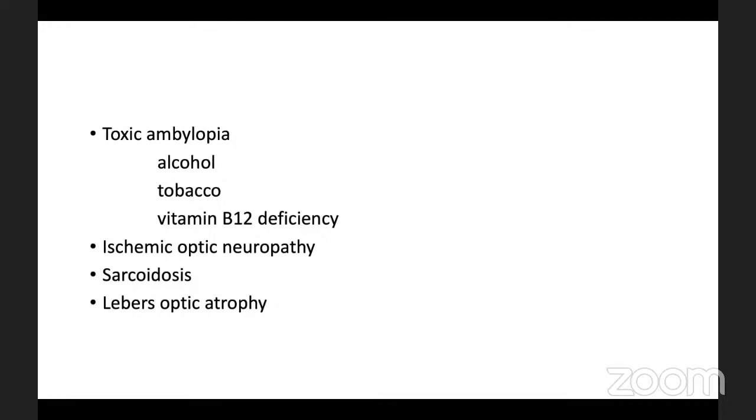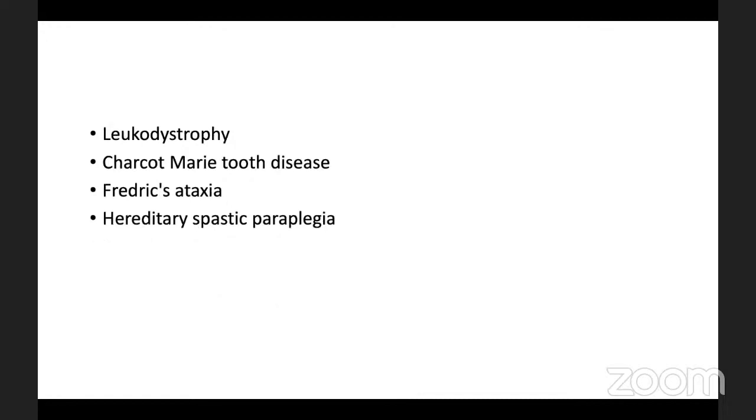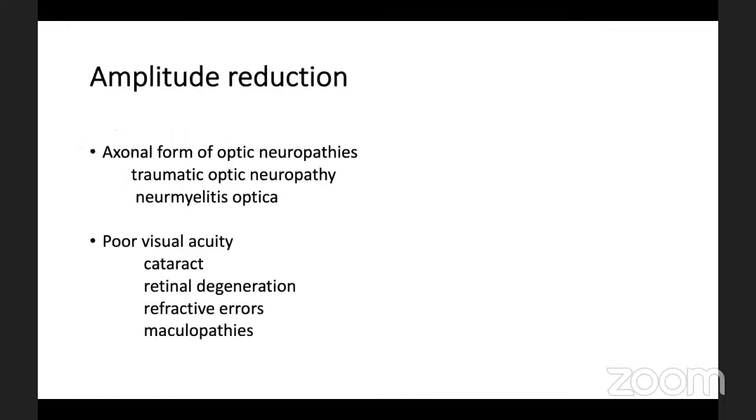AION, anterior ischemic optic neuropathy, sarcoidosis, Leber's optic atrophy, leukodystrophy, some of the neurodegenerative disorders, Friedreich's ataxia, hereditary spastic paraplegia, and Charcot-Marie-Tooth disease can also have optic nerve involvement, but it will be very mild and subtle, unlike in multiple sclerosis, where the demyelination will be gross and the P100 latencies will be grossly delayed.